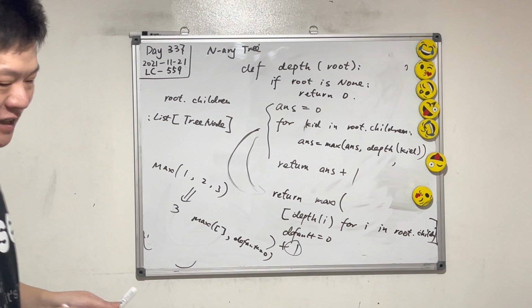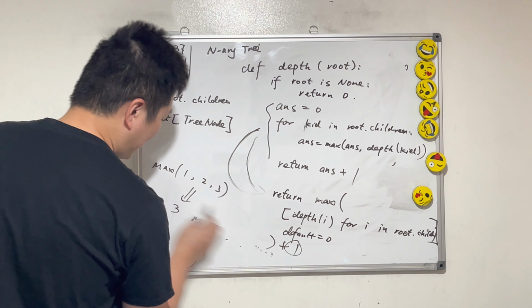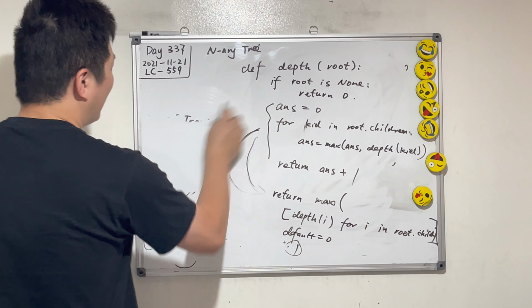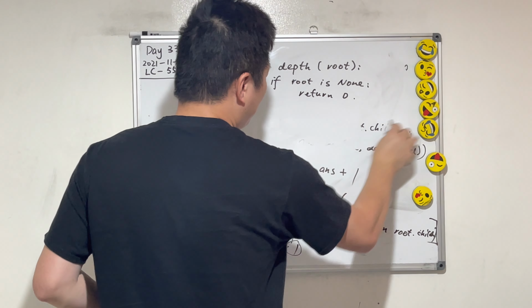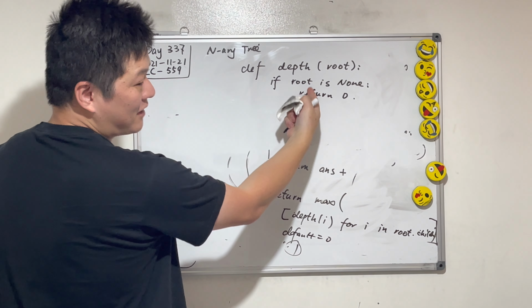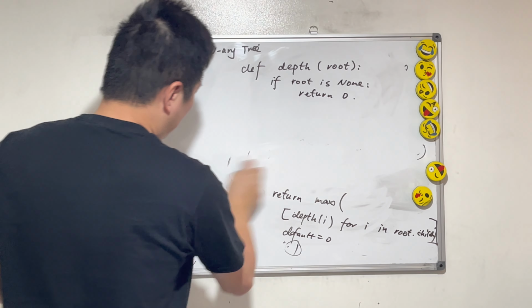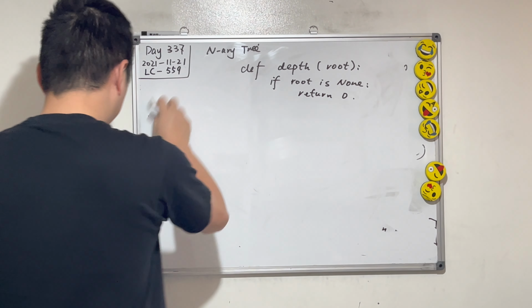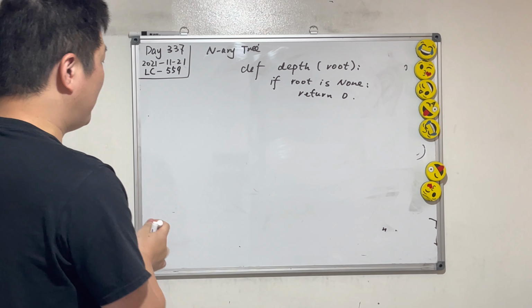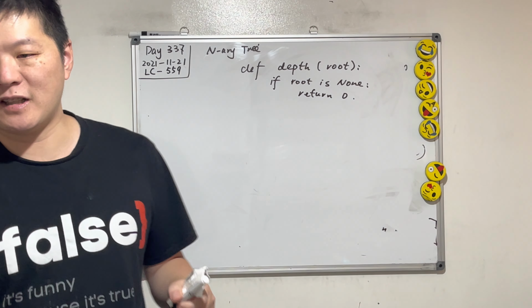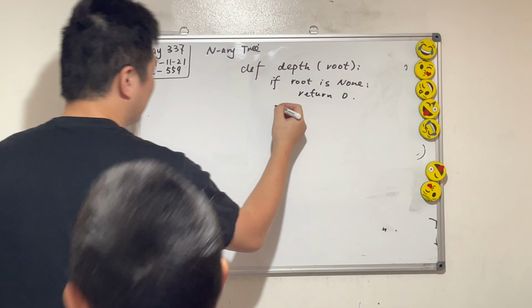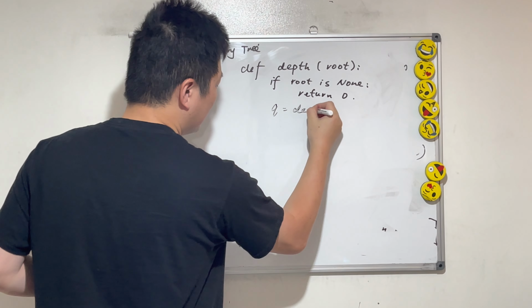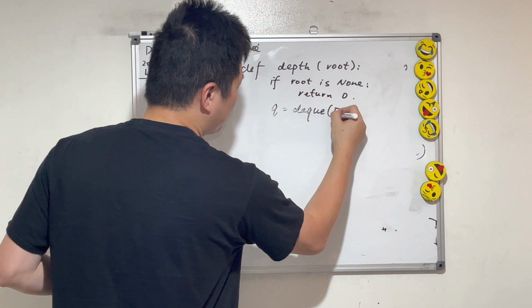Okay, so that's the DFS search. Easy, yeah? Okay, let's talk about breadth first search. And that will be it. For the breadth first search, we can keep these, yeah? Obviously, we use the queue, a deque. q equals deque. So at the beginning, we want to push what into the queue?